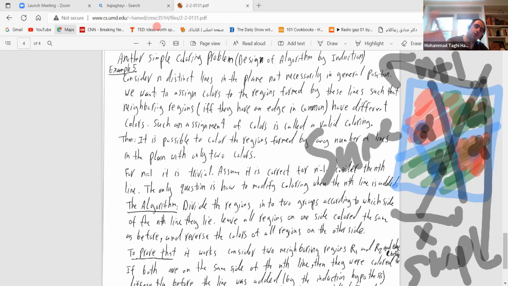So for all the regions on this side, you will keep the same color. For the other guys, you just swap the colors. And that's it. But that's actually a very nice way of seeing that. Any other way, if you want to solve this problem, it will be very complicated.